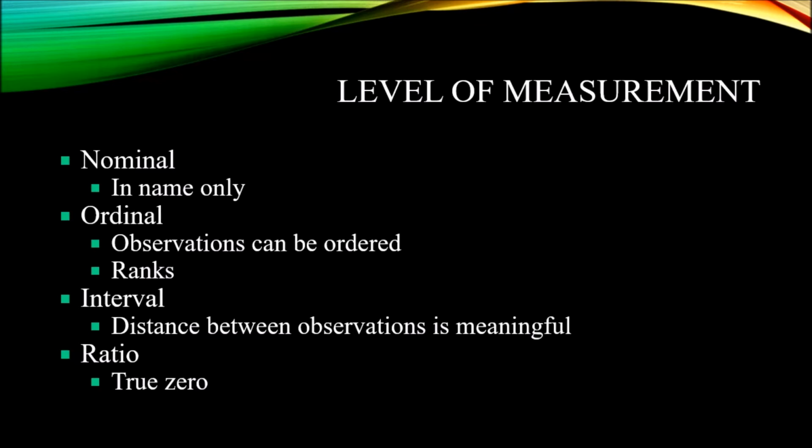So let's start with the nominal level of measurement. Nominal means in name only. And this is a level of measurement where all we have is the name. So for example, genres of music. We can't rank genres of music. They just have names. There's no way to rank them. There's no way to determine any meaningful distance between the genres of music in name only.